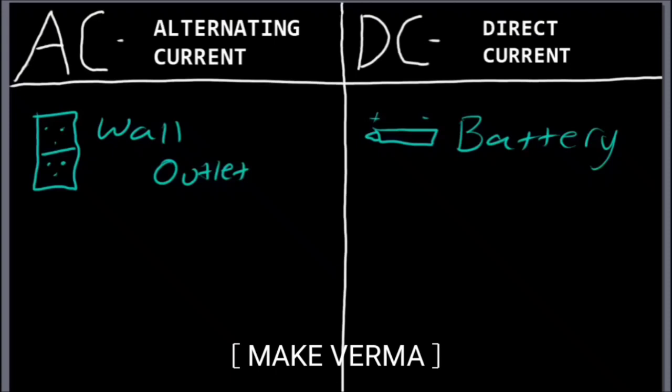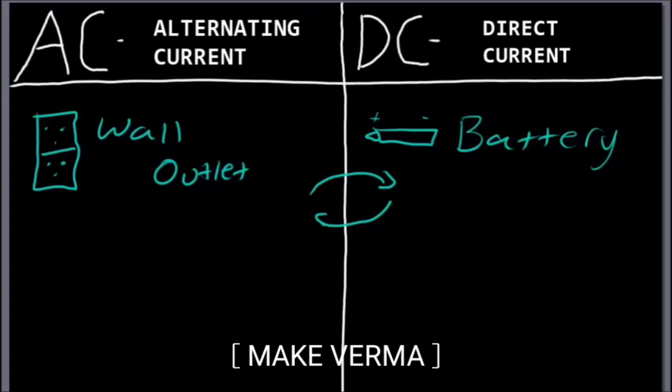Now, I'm sure some of you just stopped right there and said, wait a second. I plug my phone into the wall outlet every night to charge it. Well, Codemore, you just said that a wall outlet gives off alternating current, but my phone runs on direct current. So what's the problem there? Well, that brings me to my next point. Alternating current can be converted into direct current, and vice versa. Direct current can be converted into alternating current with the help of some special electronic devices.